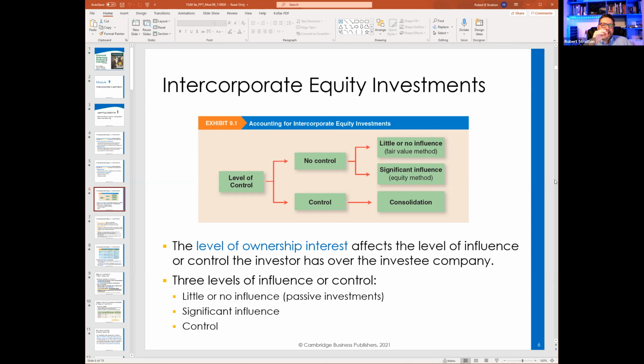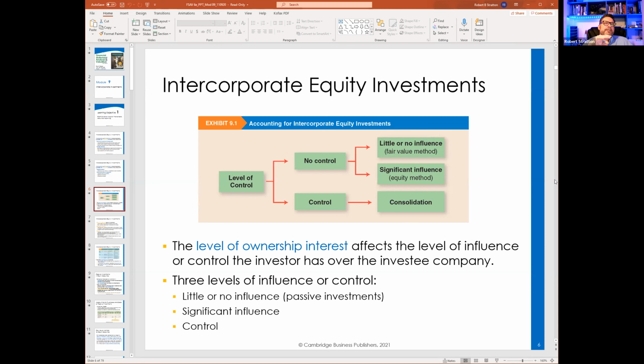If there isn't that level of control, then there are two different ways of doing it. If you have little or no influence, like you own 1% up to 10% of the stock, which means you're not getting a seat on the board and have no ability to say what the strategic objectives of the company are, then you just put them on your books at fair market value. If you have significant influence but less than full control, then you use the equity method, which we'll get into.